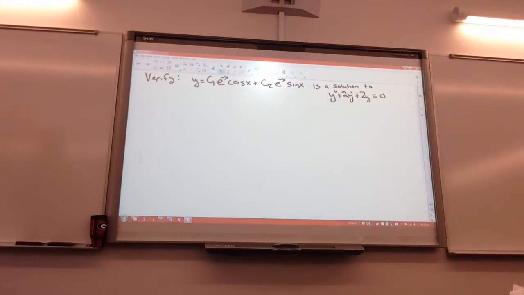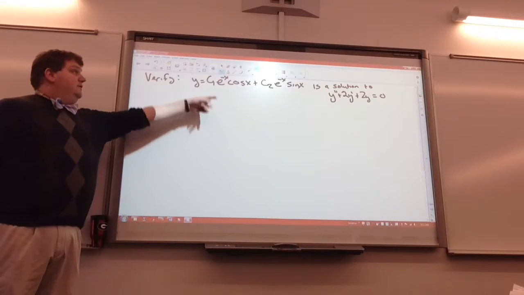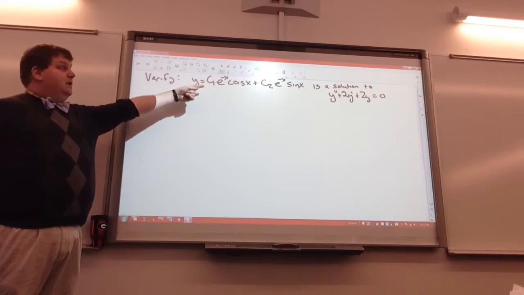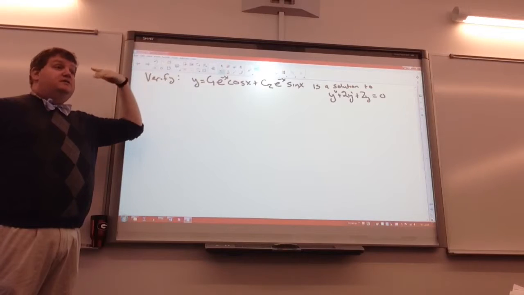Okay? Big and nasty looking, right? Because C1 and C2. Okay? So there's two different constants here. So this is a general solution, supposedly, of this thing. We just got to show that it indeed works.